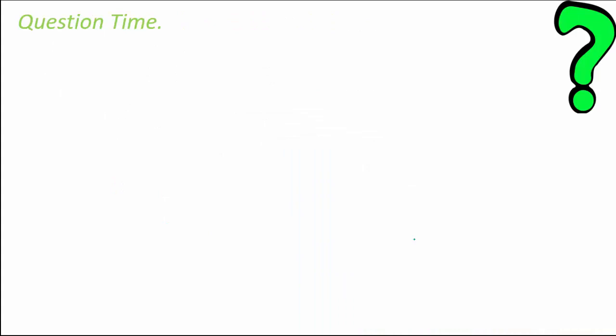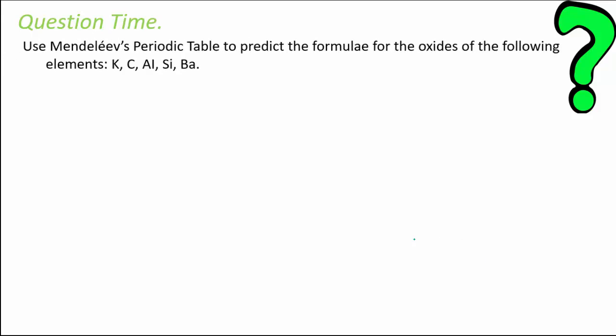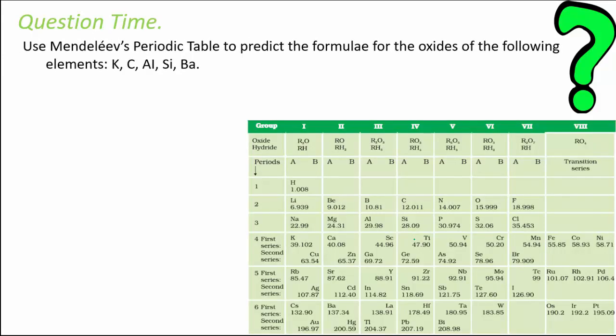Now that we learned so much about Mendeleev's periodic table, how it was formed, its advantages and its limitations, it's quick question time. Use Mendeleev's periodic table to predict the formula for the oxides of the following elements: potassium, carbon, aluminium, silicon and barium. So let us find out these elements. For example, potassium. Potassium is here in this group, so the oxide would be R2O, that is K2O.